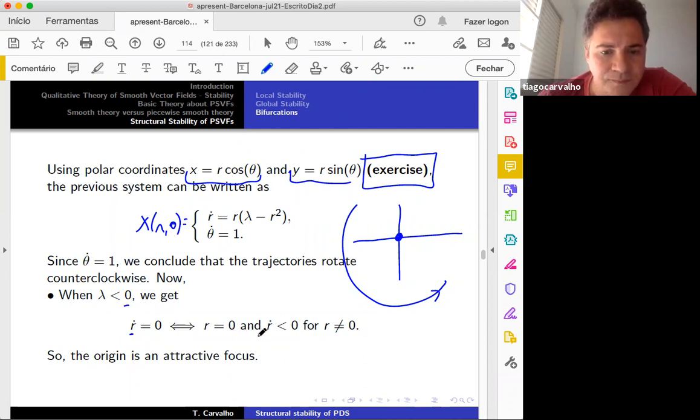Okay. The variation of r is zero if and only if r is zero. And so for any other radius, we have that r dot is negative, okay? So if lambda is negative, it means that the trajectories will be turning around the origin in the clockwise sense, okay? So it's an attractor focus in this case, okay? For lambda negative.